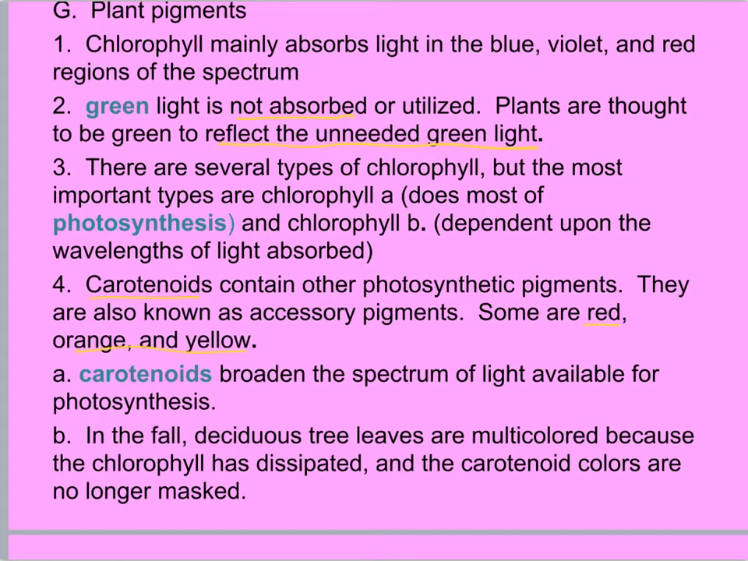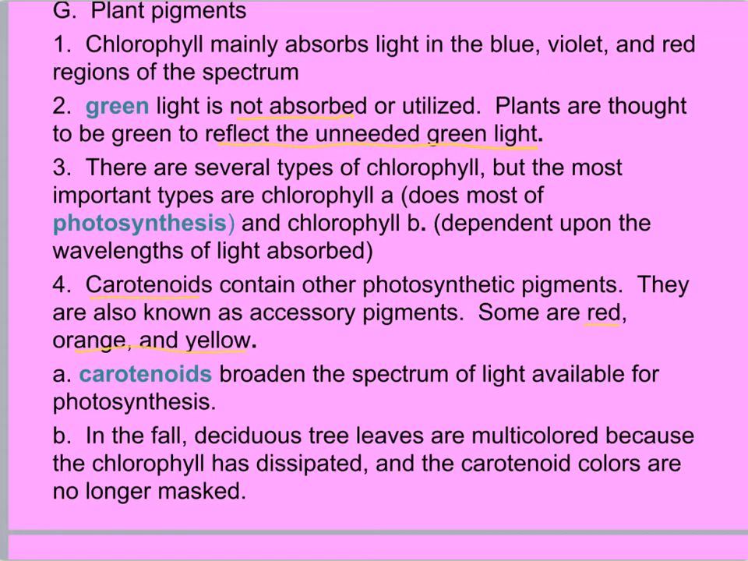And another thing is that you might have carotenoids in something that is green, but you can only see them when the chlorophyll dissipates. So in the fall, you have your deciduous trees or deciduous plants that are going to lose their leaves, right? What happens is they go from green to another color. Sometimes it goes from green to brown. Sometimes it goes from green to red to yellow to brown.